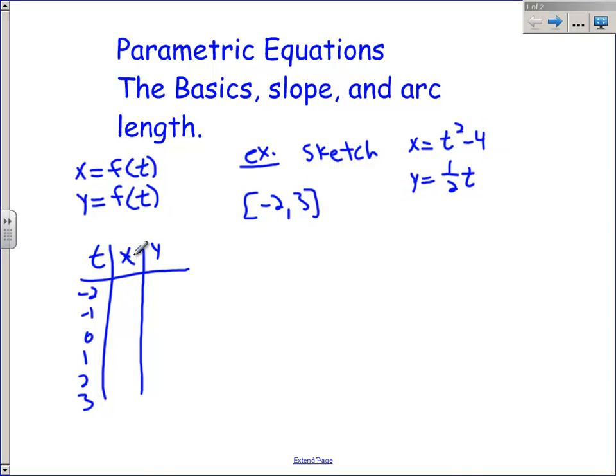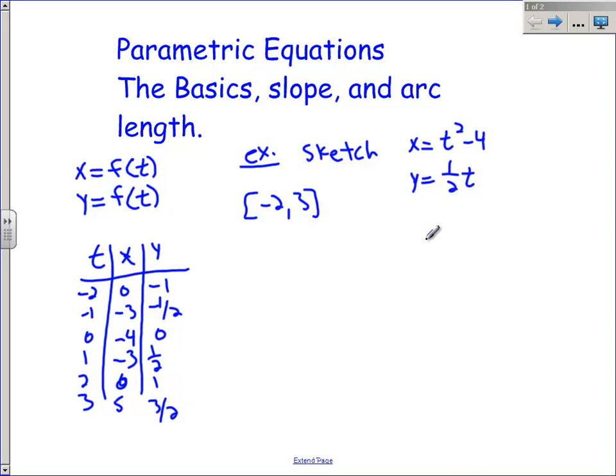So our x comes from t squared minus 4. So x is going to go 0, -1 squared is 1 minus 4 is -3, 0 squared minus 4 is -4, 1 squared minus 4 is -3, 2 squared minus 4 is 0, and 3 squared minus 4 is 5. Do the same thing for y, except we're going to use the y equation. Y is 1/2 t. So that's going to go -1, -1/2, 0, 1/2, 1, and 3/2.